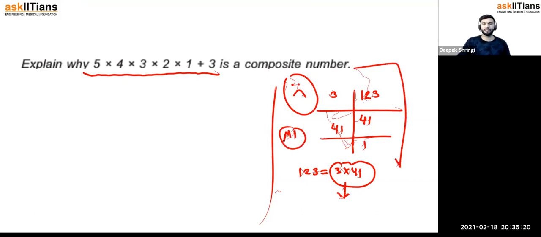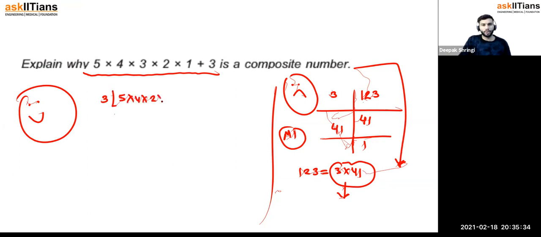But okay, what is the happier method? It is better this way, because if it's a big number, then you might get stuck. Don't get stuck. What will you do? Simply take 3 common. So it will remain 5 into 4 into 2 into 1 plus 1, right? It will become 3 into something, 5 into 4, 20, 21. Sorry, 41, right? It is 3 into 41. Simple. Are you getting the difference between the two methods?